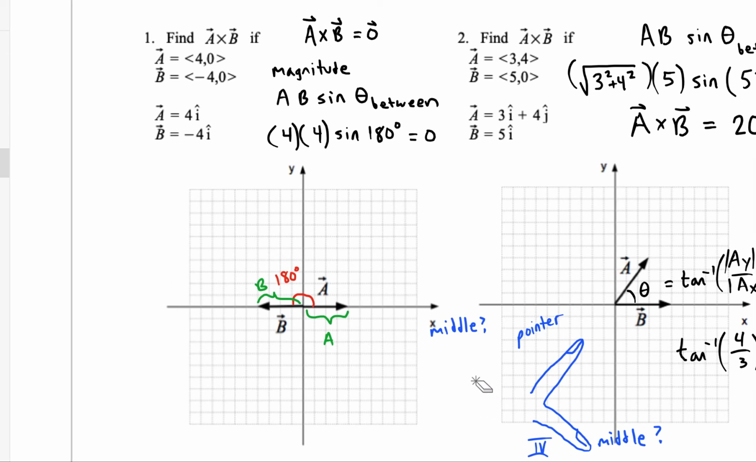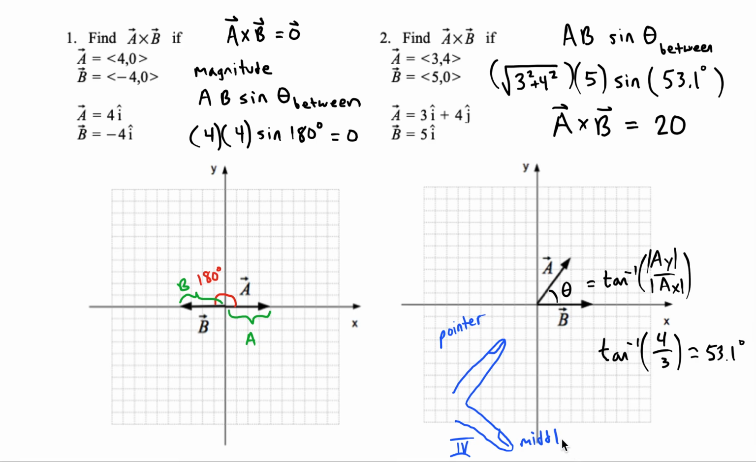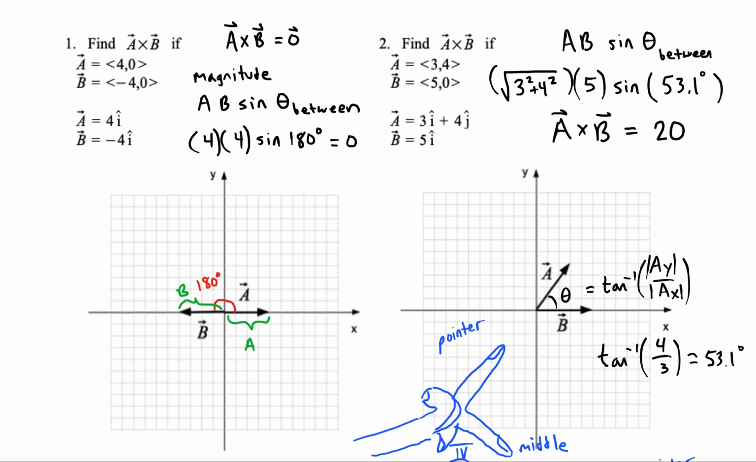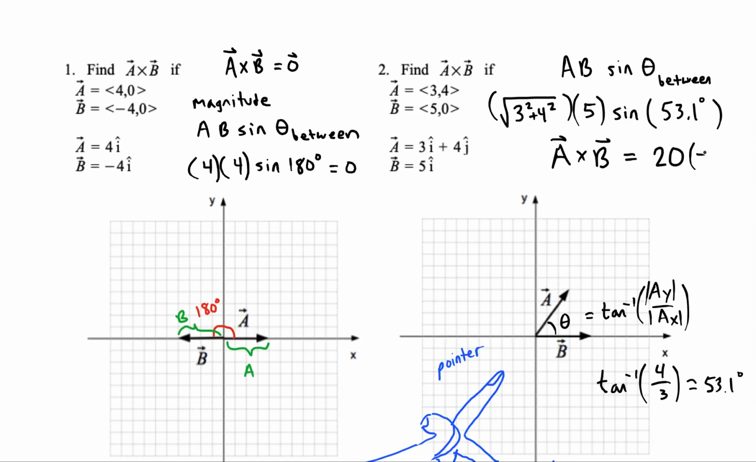Okay, so this one's wrong. What that means, though, is your thumb is either going to point into the page or out of the page. The answer, then, is going to be negative k hat.